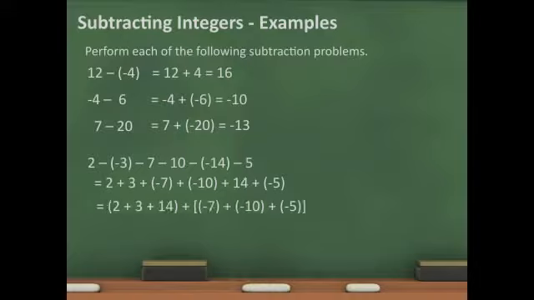Next, I will group numbers with the same signs to get one group of 2 plus 3 plus 14 and another group of negative 7 plus a negative 10 plus a negative 5. The 2 plus 3 plus 14 is 19, and the negative 7 plus negative 10 plus negative 5 is negative 22. Finally, 19 plus the negative 22 is negative 3.